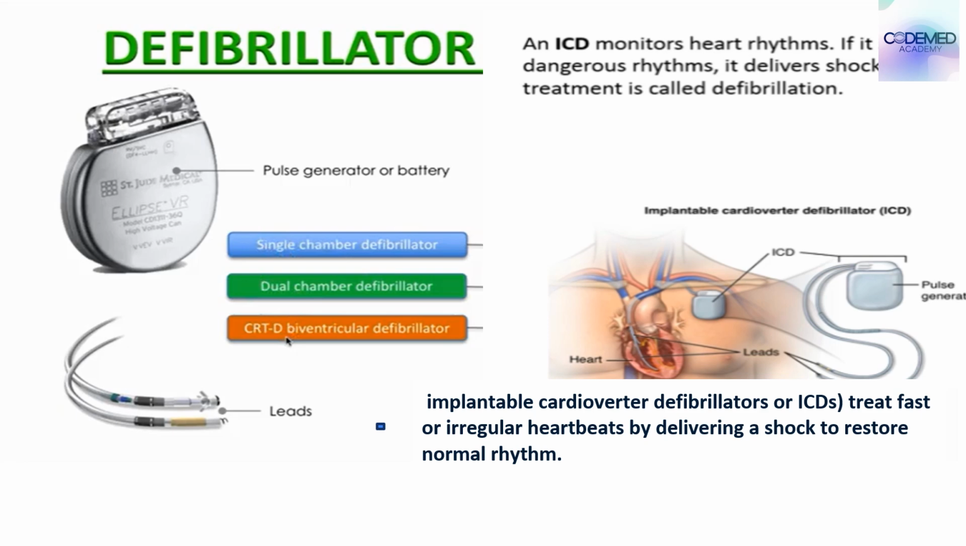So this is the defibrillator, and the outer look is pretty much similar to that of a pacemaker. It also has two components. One is the pulse generator, that is nothing but a battery, and the leads or the wire, and it has the electrode at the end. The defibrillator treats the fast or irregular heartbeat by delivering a shock to restore the normal rhythm. So the function is, the pacemaker gives the slow shock while the defibrillator gives the rapid shock and gets the rhythm back into its normalcy.